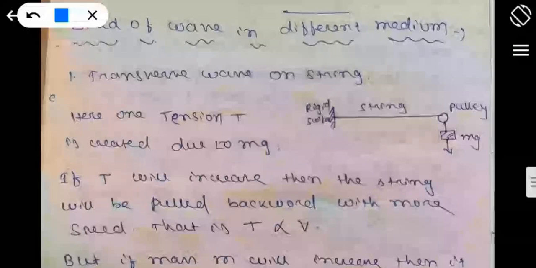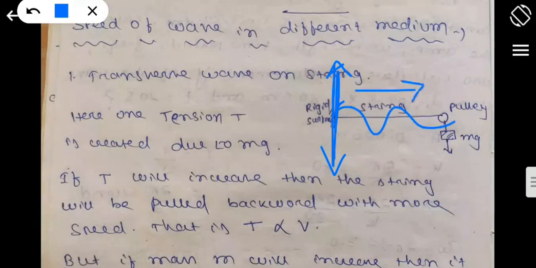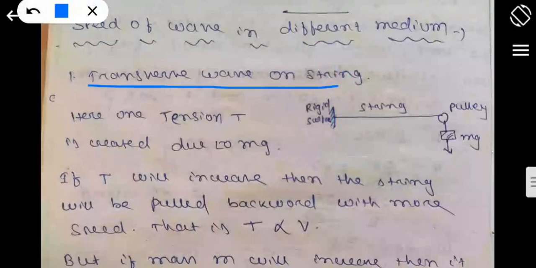Because I already told you, you are making an oscillation when you pluck it here. You are making an oscillation in this direction, and the wave is traveling in this direction. Both are perpendicular to each other, so that's why it's a transverse wave. So, transverse wave on string.